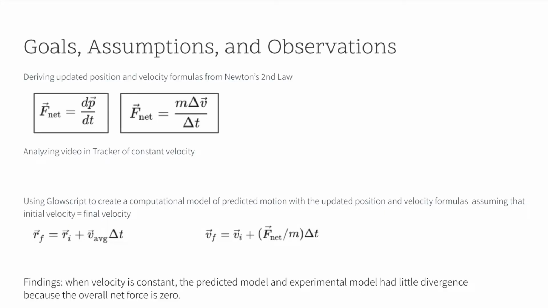So we had a few goals for this lab. We wanted to derive updated position and velocity formulas from Newton's second law, which can be found here. We also analyzed a video in Tracker of an object moving at constant velocity, and we used GlowScript to create a computational model of predicted motion with the updated position and velocity formulas, with the assumption that initial velocity is equal to final velocity. And we found that when velocity is constant, the predicted model and the experimental model we made in Tracker had little divergence because the overall net force is zero and velocity was constant.